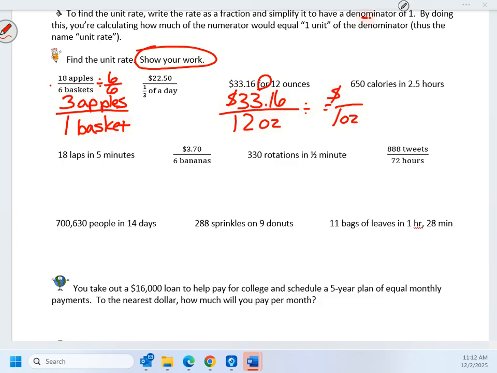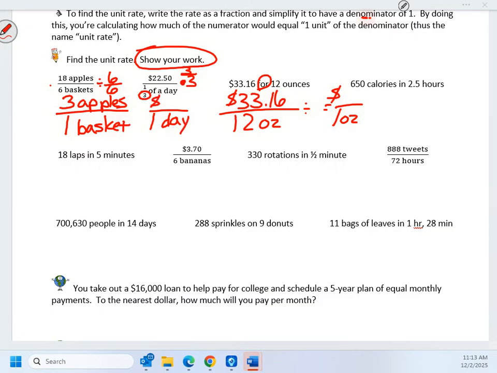If we have a fraction on our bottom, $22.50 for a third of a day of work, what math do I have to do? Ellen? You times it by 3. Yeah, when I have that fraction on the bottom, I know I'm multiplying by that denominator. I am multiplying both the top and the bottom by 3. 1/3 times 3 gives me 1 day.